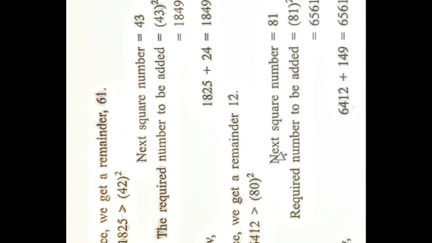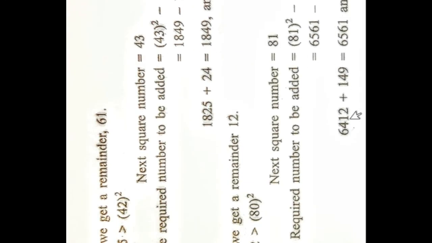So 6412 is greater than 80 square. The next square number will be 81 square. So 81 square minus 6412 gives us the number to be added. 6561 minus 6412 equals 149. So 6412 plus 149 equals 6561, and the square root of 6561 equals 81.